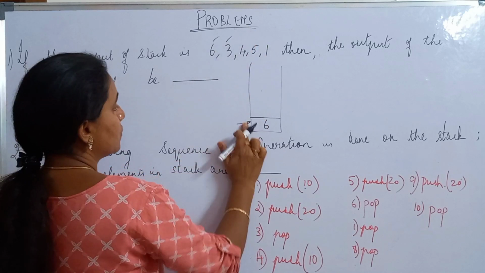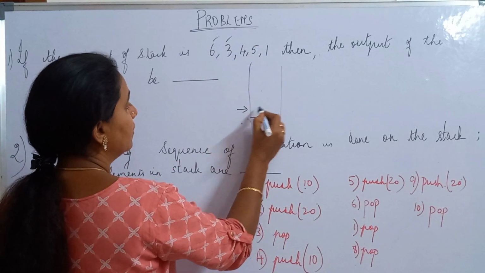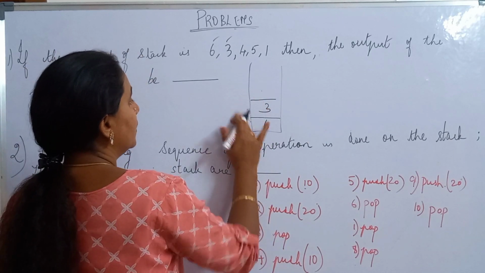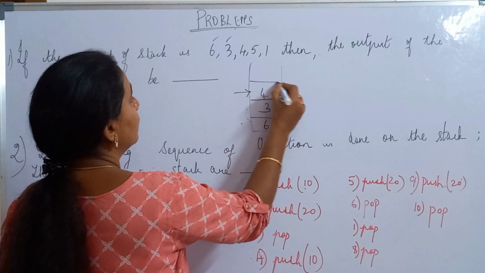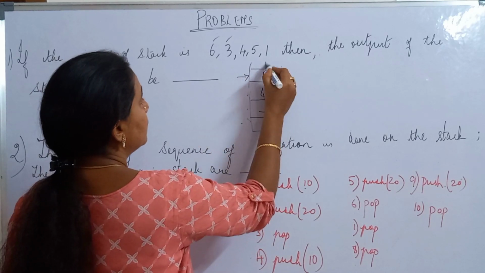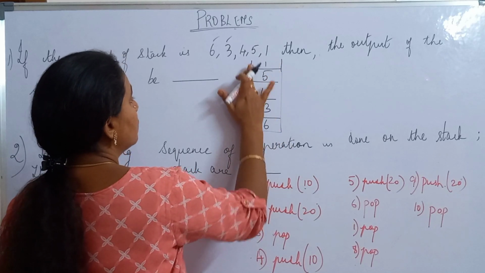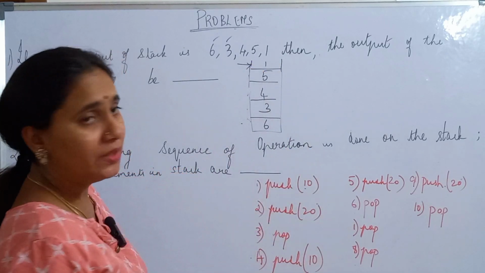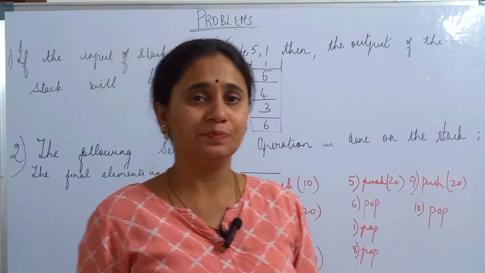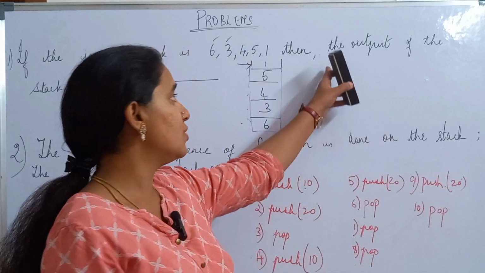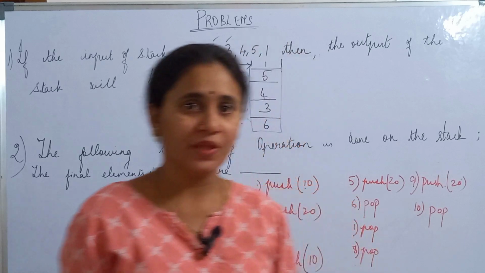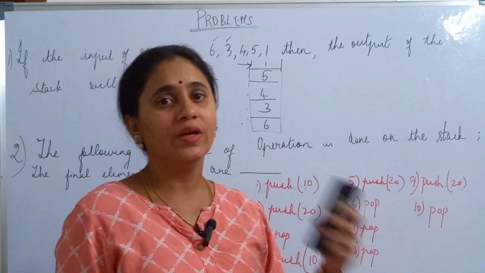Now the second element is going to come. Increment the pointer, it is 3, right? Now the third element is going to come, it is 4. And the fourth element is going to come, it is 5, right? And the last element is going to come, that is 1. So this is the last element that has arrived and the pointer is pointing to the last element. Now the next step is to find the stack output, right?